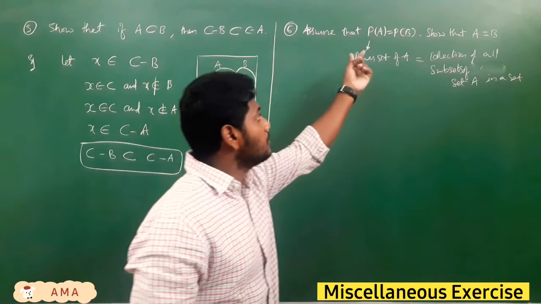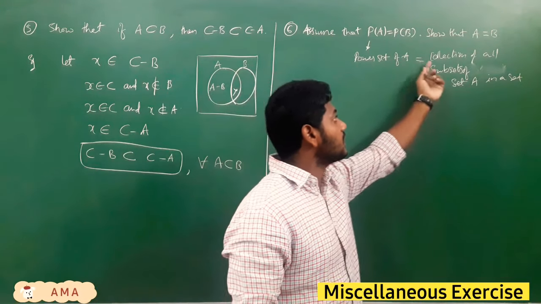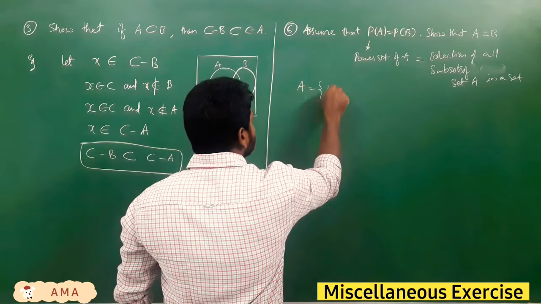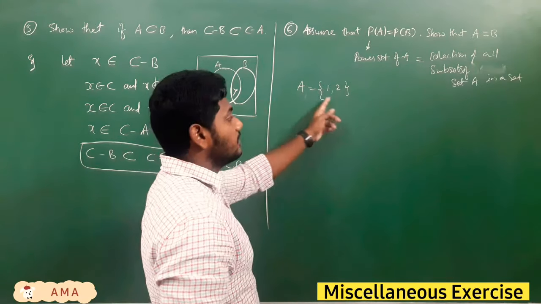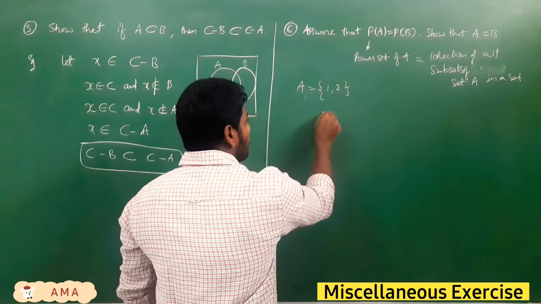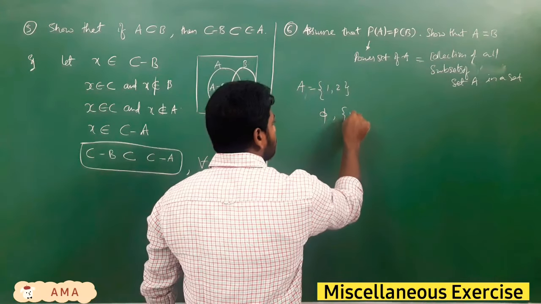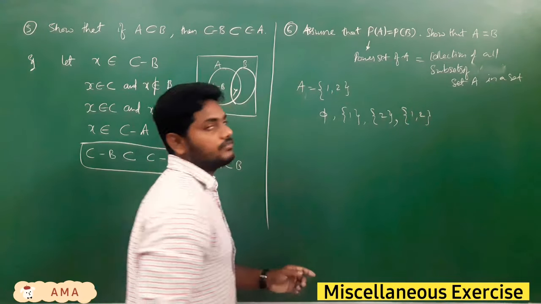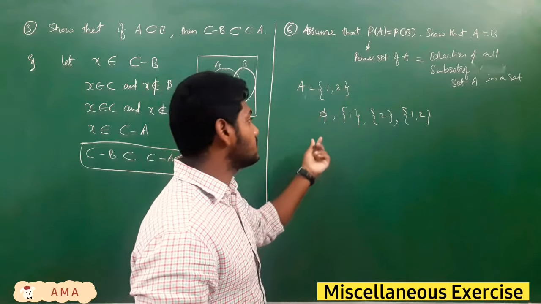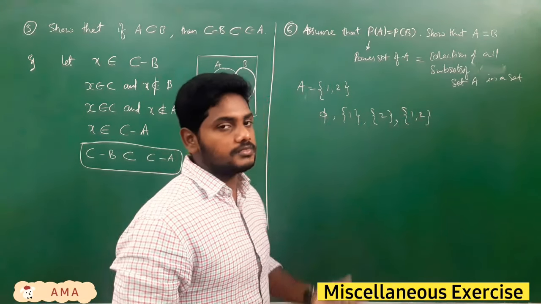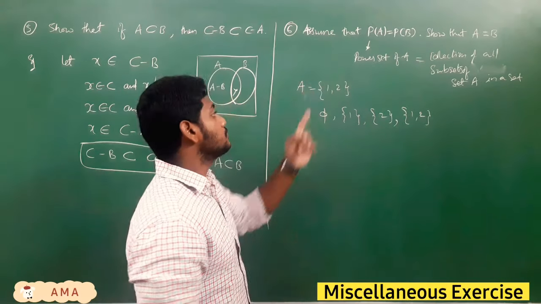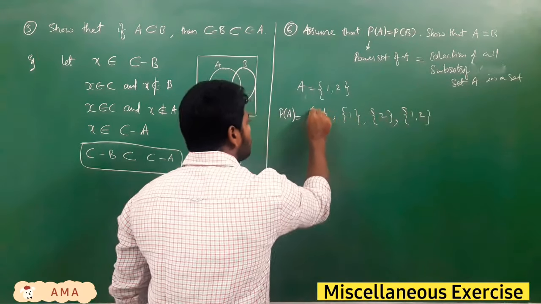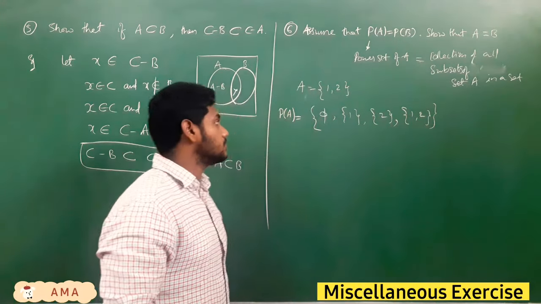What is P of A? P of A is nothing but the power set of A. Power set is nothing but the collection of all subsets of set A in a set. See, I will consider, let A is equal to {1, 2}. Then what are its subsets? Empty set, {1}, {2}, {1, 2}. These are the subsets. Why? Because if a set A contains 2 elements, subsets are 2 square, 4. Now P of A means the collection of all subsets of set A in a set. This is P of A.